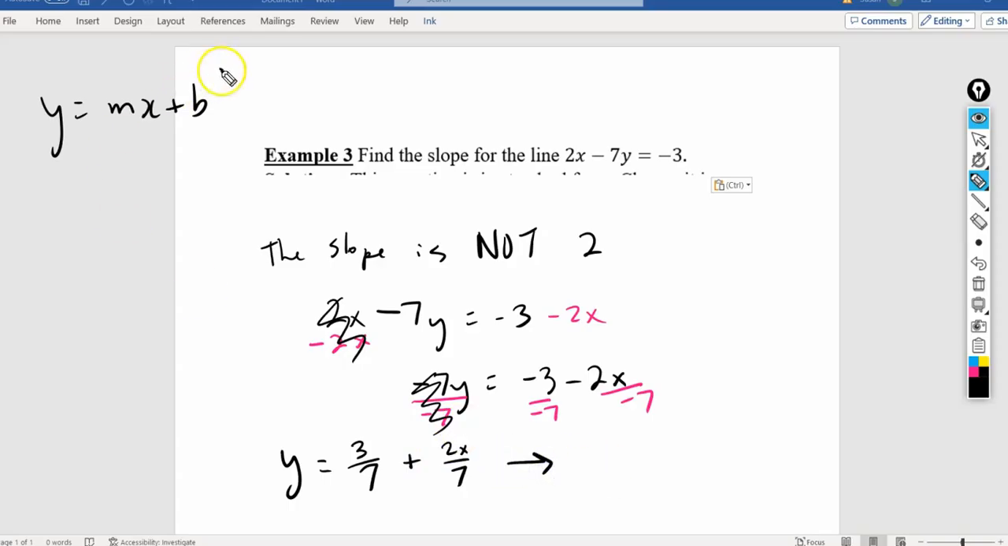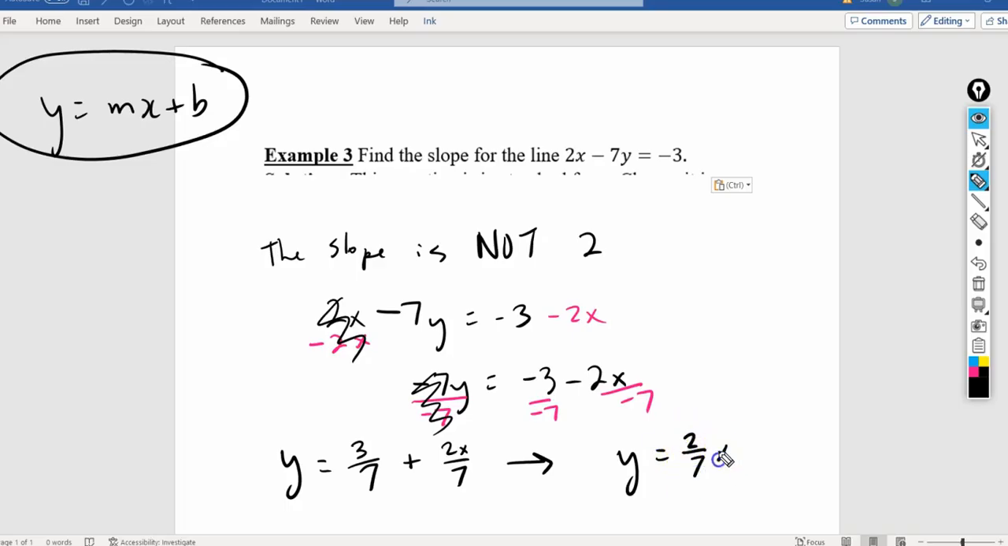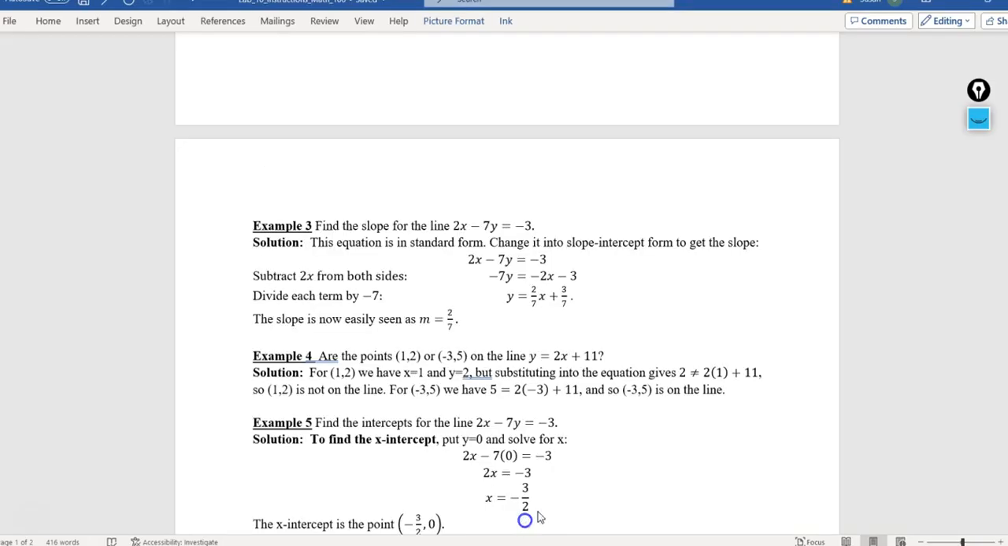And if you want to put this in the proper order with the x term first, so 2x over 7 is the same as 2/7 times x, and then +3/7. Now it is in slope-intercept form. Now it's the number times x that will be the slope. So the slope is 2/7. And let's compare that with the notes. Here we go. The slope is now easily seen as 2/7.